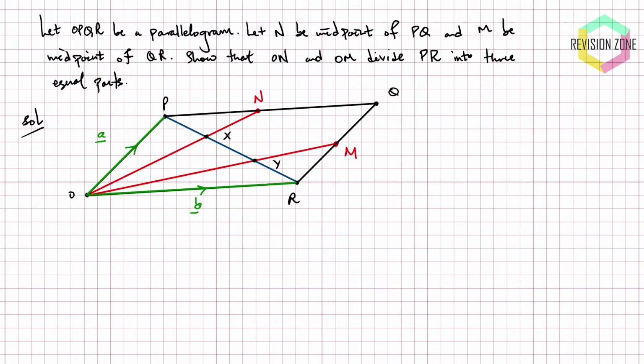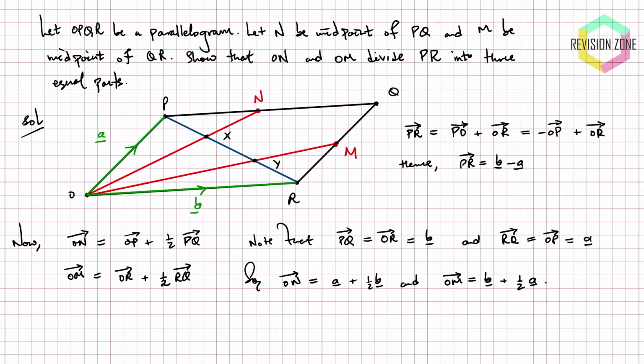So we want to be able to describe all the standard points on here. We can start with describing ON. Well, N is halfway between P and Q, right? So I can get to N from O provided I go from O to P and then go from P to N, and P to N, as I've said, is halfway along the way from P to Q. So in other words, ON is OP plus a half PQ, right?